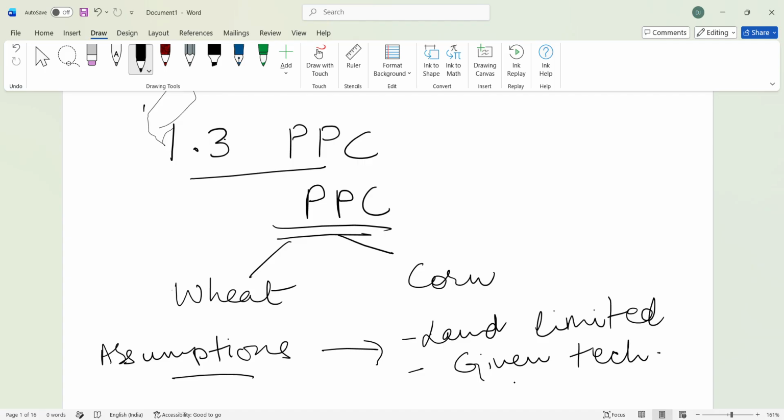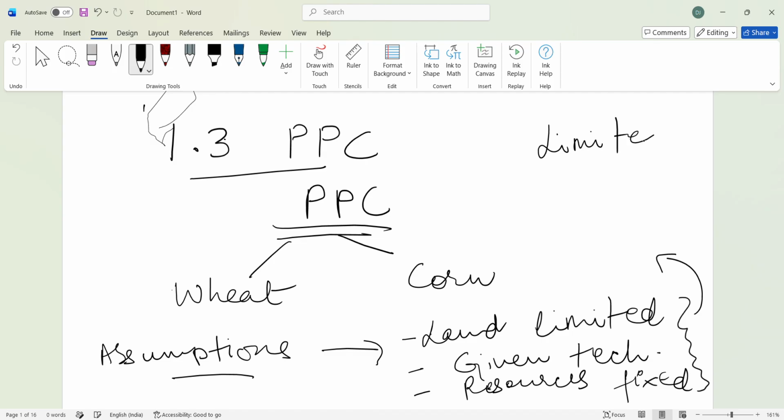The tech that you are using, whether a capital intensive technology or a labor intensive technology, is given to you. That's limited and given to you. And all other resources are also fixed. That basically means again that you have limited resources. So this production possibility curve functions with certain limitations, and one of the limitations is that you have limited resources.